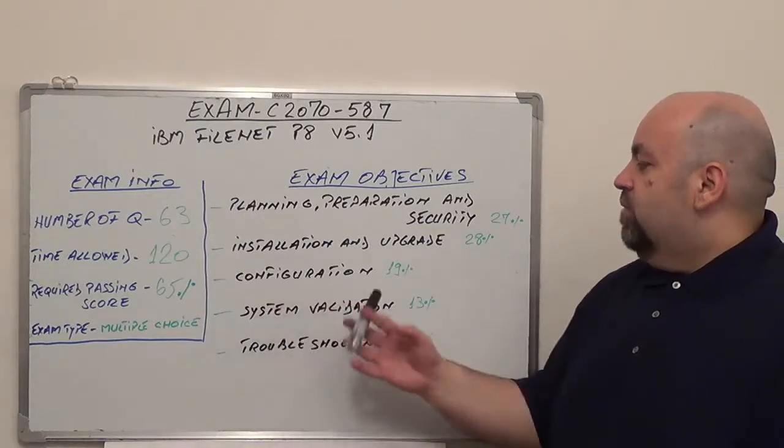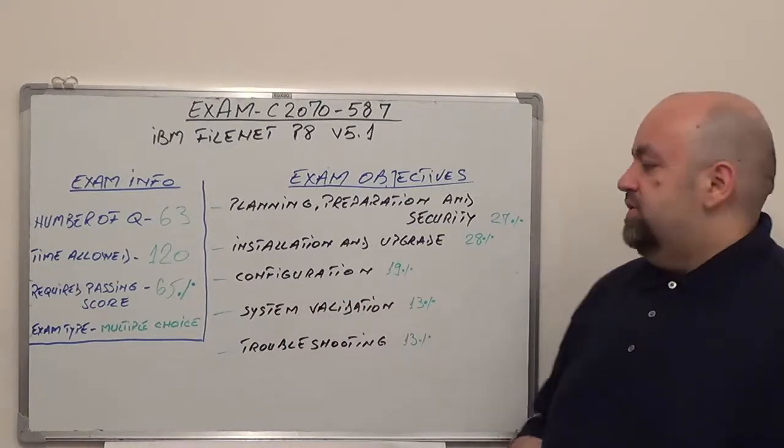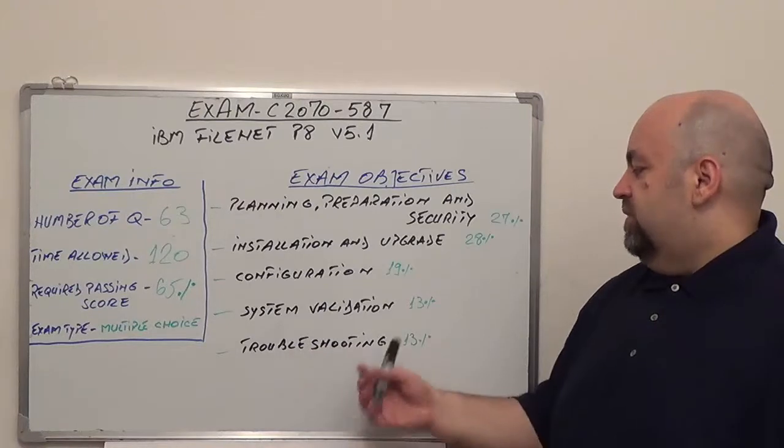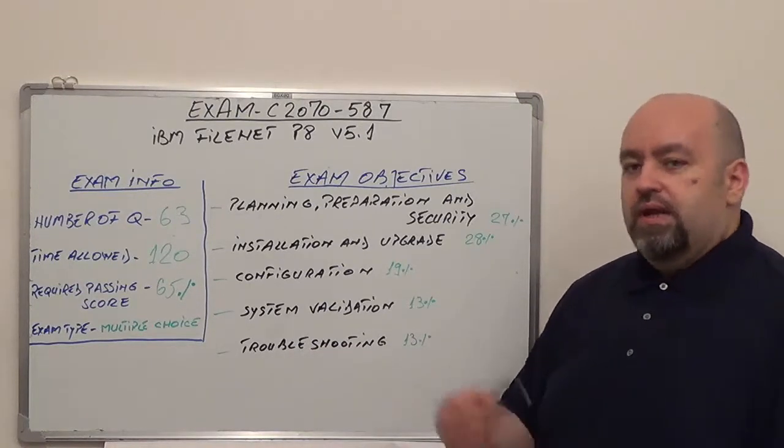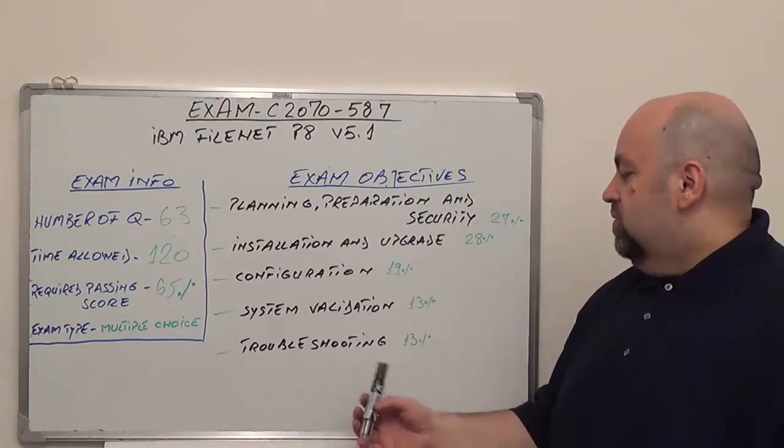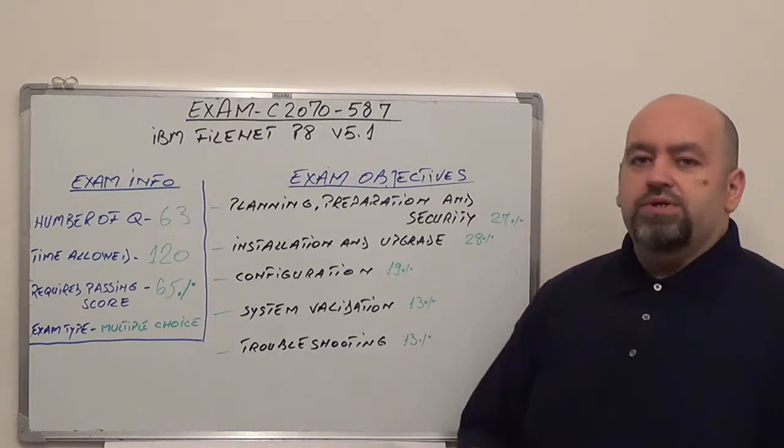Third one is going to be configuration with 19% of the total questions. Fourth one, system validation with 13% of the total questions. And the last one is going to be troubleshooting, also with 13% of the total questions.